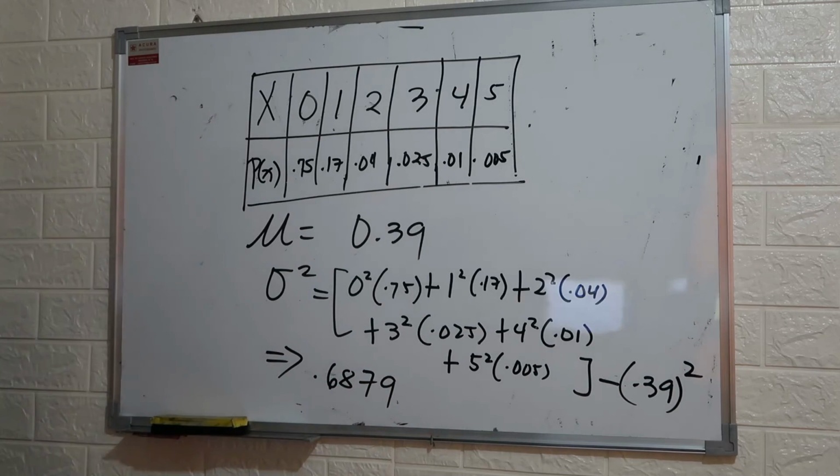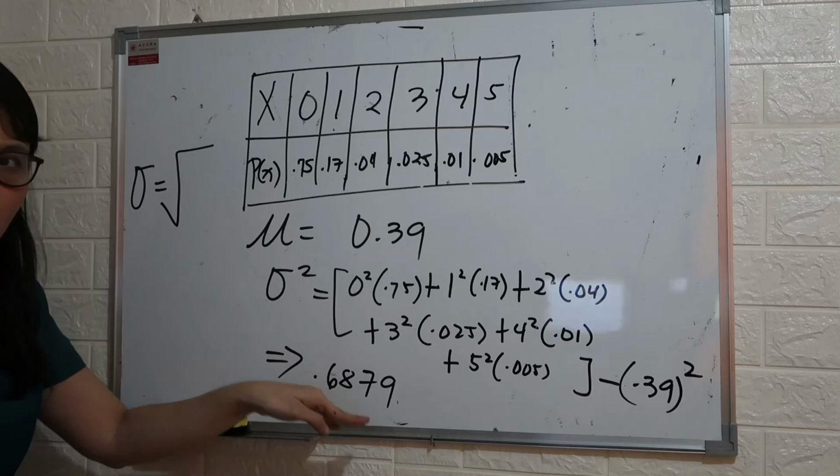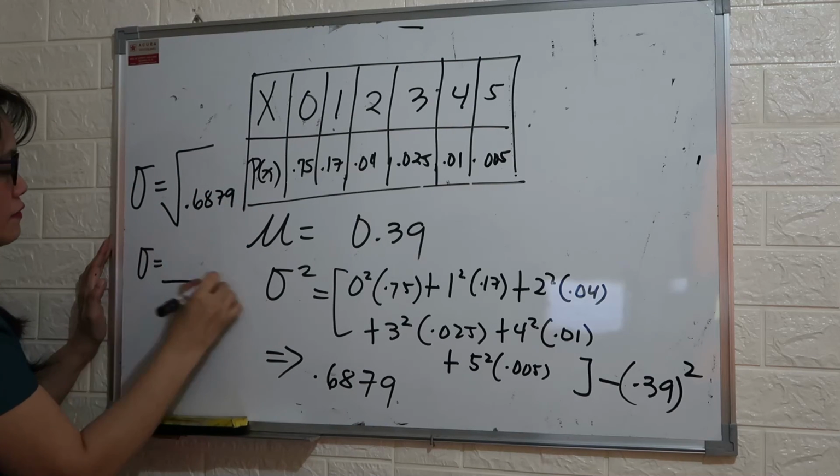Now, next, what about the standard deviation? What is your standard deviation? The standard deviation is the square root of your variance. So the square root of 0.6879. So what will be your standard deviation?